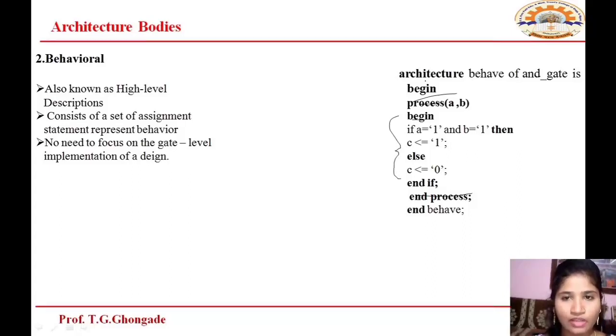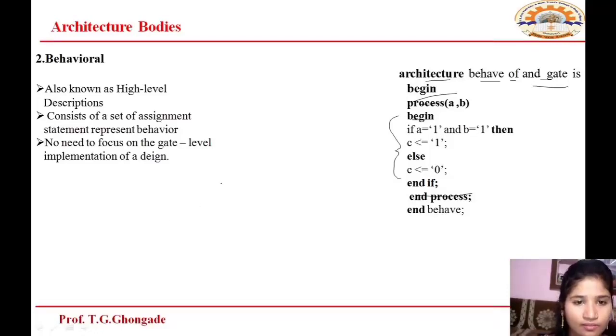Now the architecture keyword. Behave is the name of your architecture, and AND gate is the name of the entity. Begin. If A equals 1 and B equals 1, then C will be 1, else C will be 0. It means that here I want to specify that if my A is 1 and B is 1, then C should be 1.